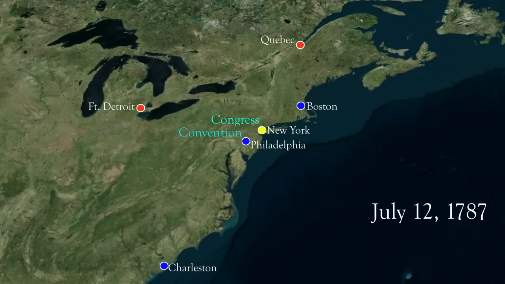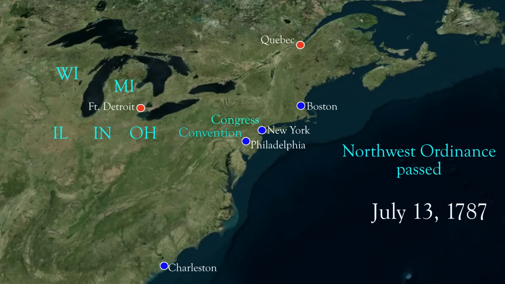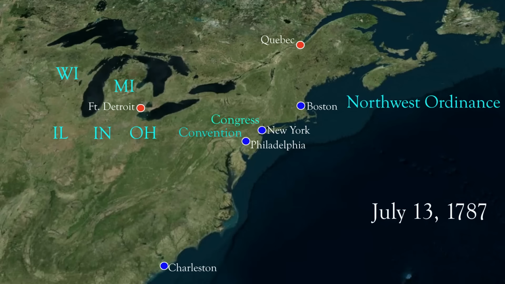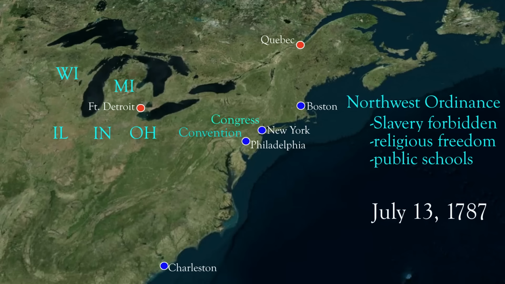On July 13th in New York City, Congress passes the Northwest Ordinance of 1787. The Northwest Ordinance outlined the way in which the Great Lakes region, future Ohio, Michigan, Indiana, Illinois, and Wisconsin, would develop into territories and then into states. Slavery is forbidden in these Northwest territories, freedom of religion is granted, and public education is encouraged.